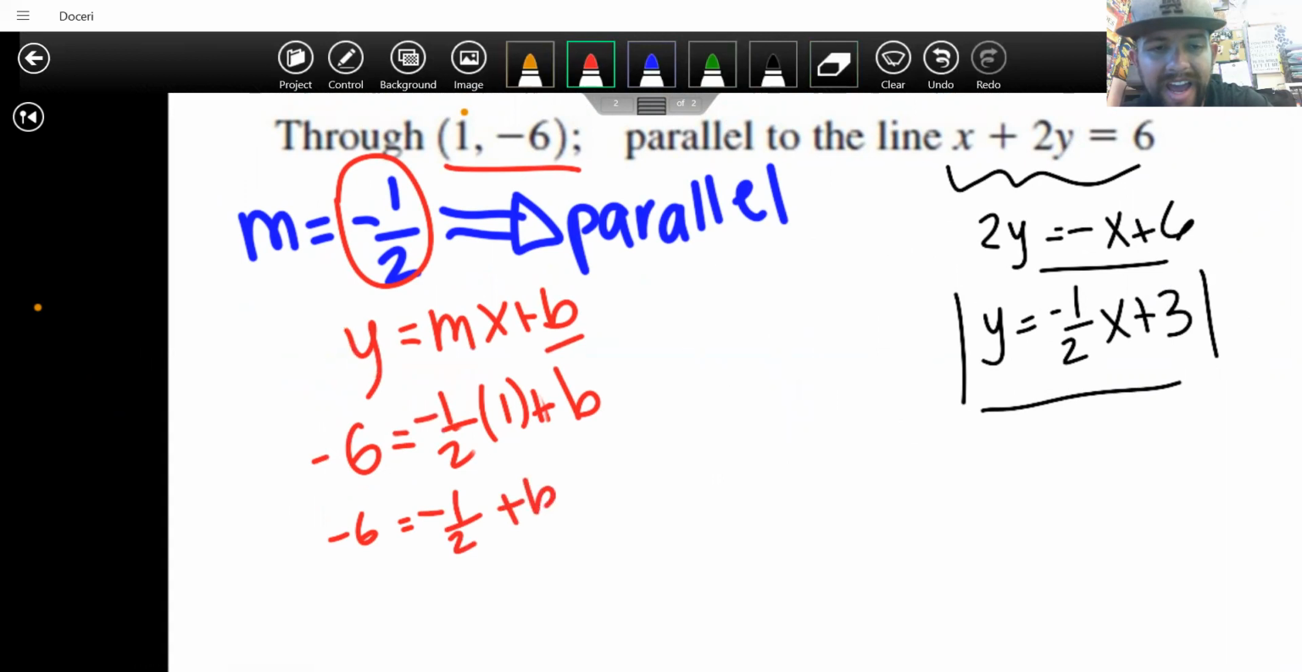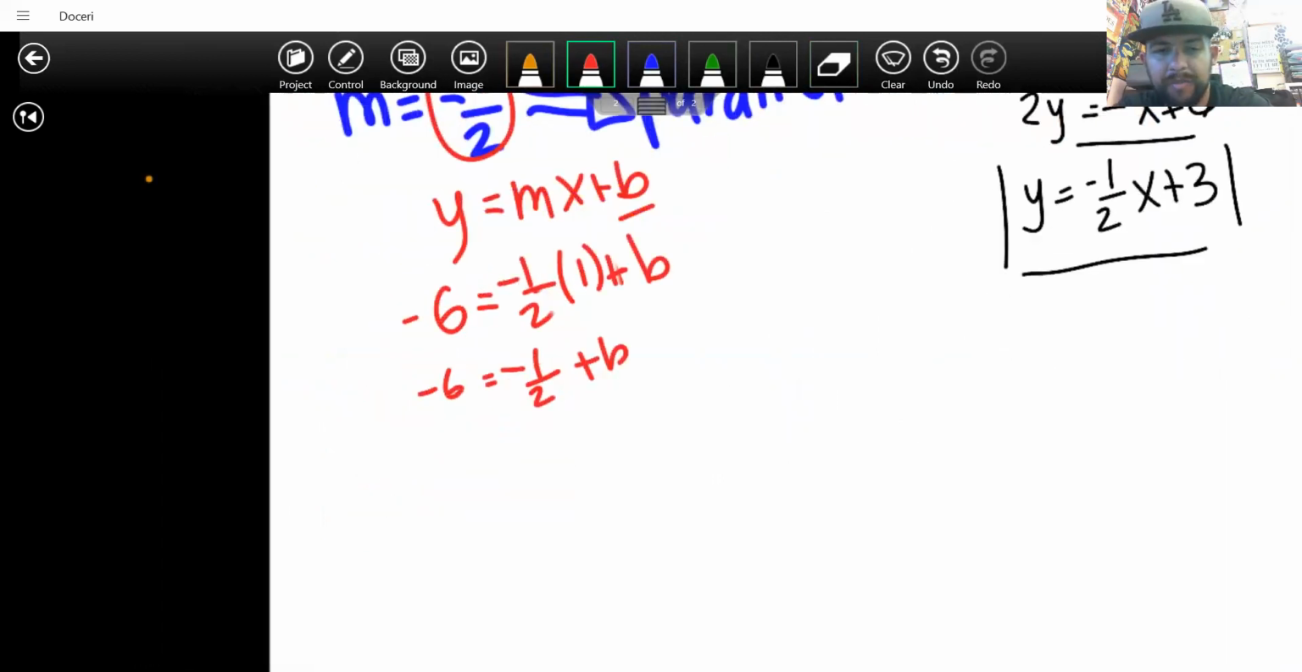I'm going to go ahead and add 1/2 to 6. I'm going to jump ahead here, but you guys can use this. It'll be negative 5.5. We're just taking 1/2 away from 6 is equal to b. We can convert that into an improper fraction as 11/2, is equal to b. So we have our b, we have our point, we have the parallel slope.